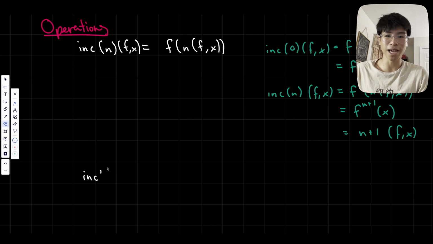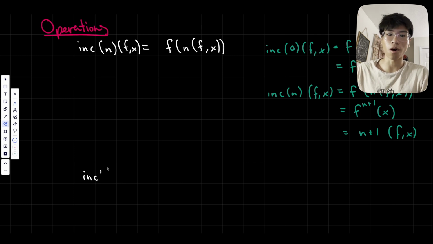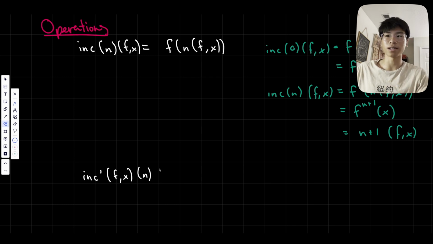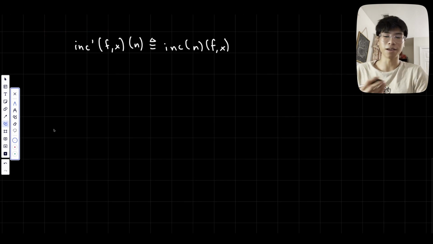I'm also going to define an additional function called inc prime. The reason I'm doing this is that sometimes we want to rearrange the order of the arguments for our functions. In this case, I'll stick the f of x first, and then the number n which we want to increment. We'll simply define it as the increment function applied to n and then f of x. Okay, so now we have an increment function.